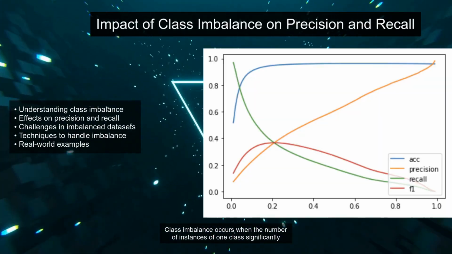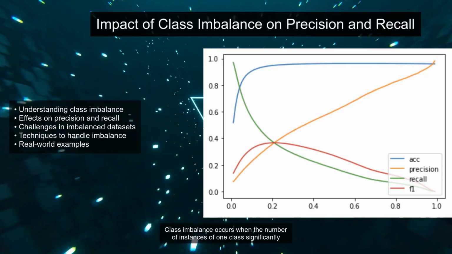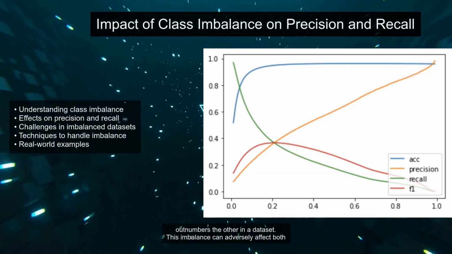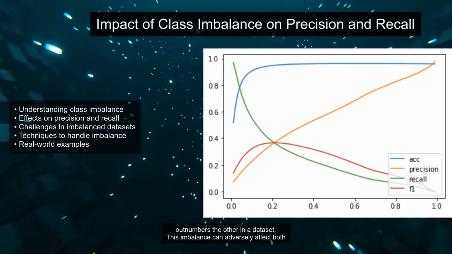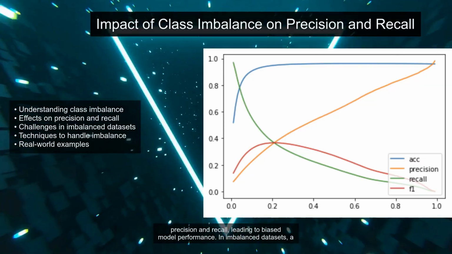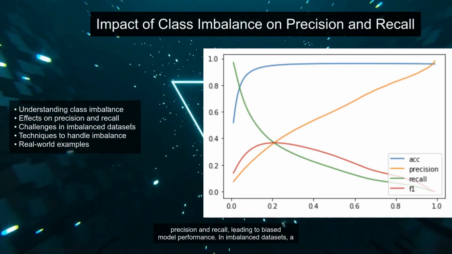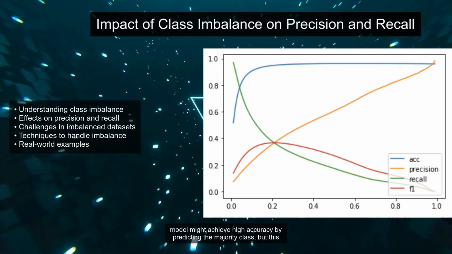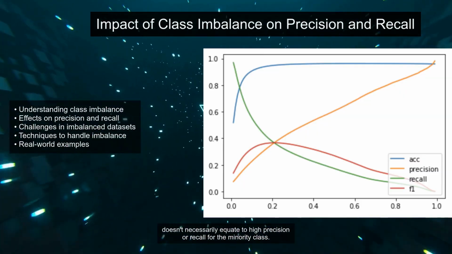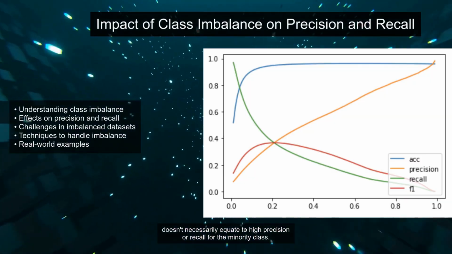Class imbalance occurs when the number of instances of one class significantly outnumbers the other in a dataset. This imbalance can adversely affect both precision and recall, leading to biased model performance. In imbalanced datasets, a model might achieve high accuracy by predicting the majority class, but this doesn't necessarily equate to high precision or recall for the minority class.